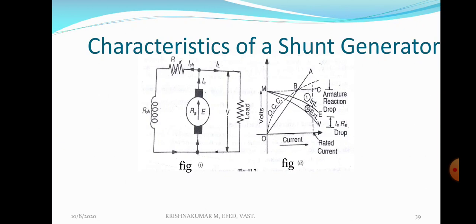So first of all, draw the OCC, with IF on the x-axis and induced EMF on the y-axis. Thus we get the OCC. Then draw the shunt circuit resistance line. The intersection of this OA and the OCC takes place at point B. Corresponding to this point B, we will get the voltage build-up in the DC shunt generator, which is nothing but OM in this case.